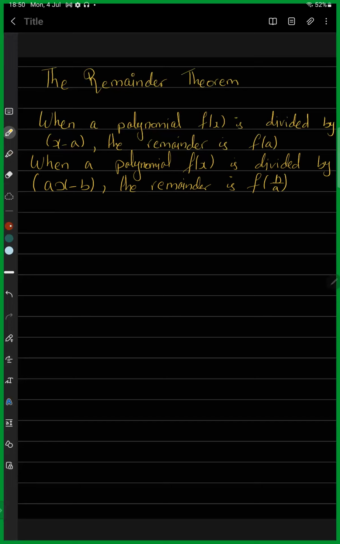You need to notice one thing. This is your factor or the divisor that you are dividing. Just equate it to 0. ax minus b equal to 0, and it would give you x equals b by a. So you need to plug in x equals b by a in your f to find the remainder. Similarly, if we talk about x minus a, when you equate x minus a to 0, you would get x equals a. Okay, that is why we are using this in order to find out the remainder.